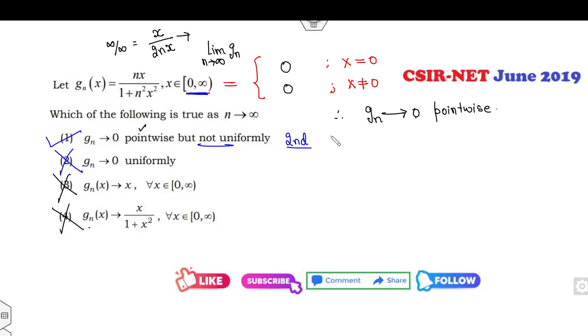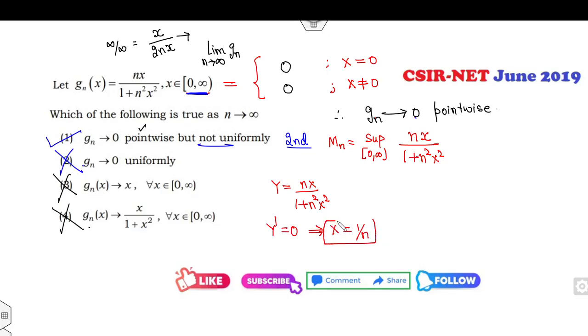I can use the Mn test. That means the supremum over all x from 0 to infinity of gn(x) minus 0, that is my gn(x). Now clearly, if I consider this number as my y, and take y dash as 0, you will get x as 1 over n. How can I directly find that? You can substitute the denominator part as 0. What is the meaning of y dash being 0? This is my critical point.